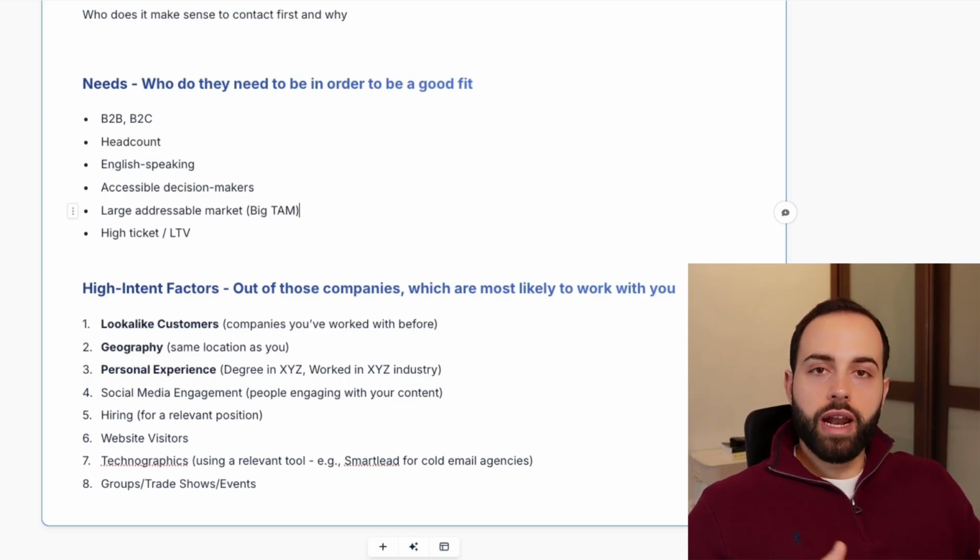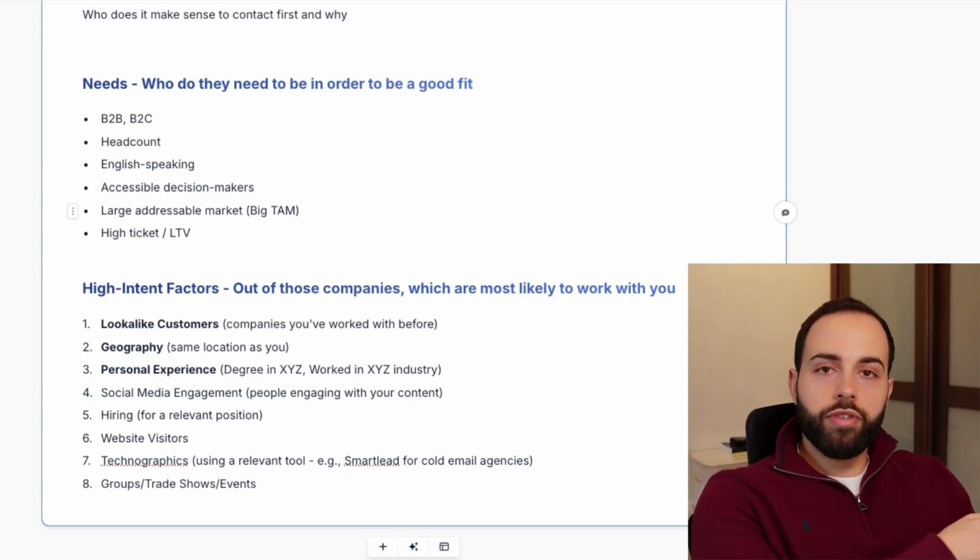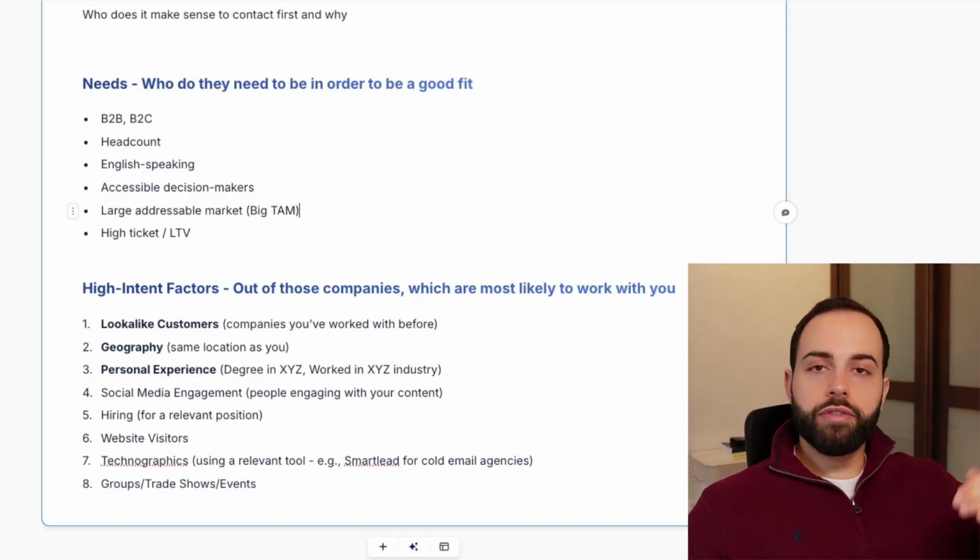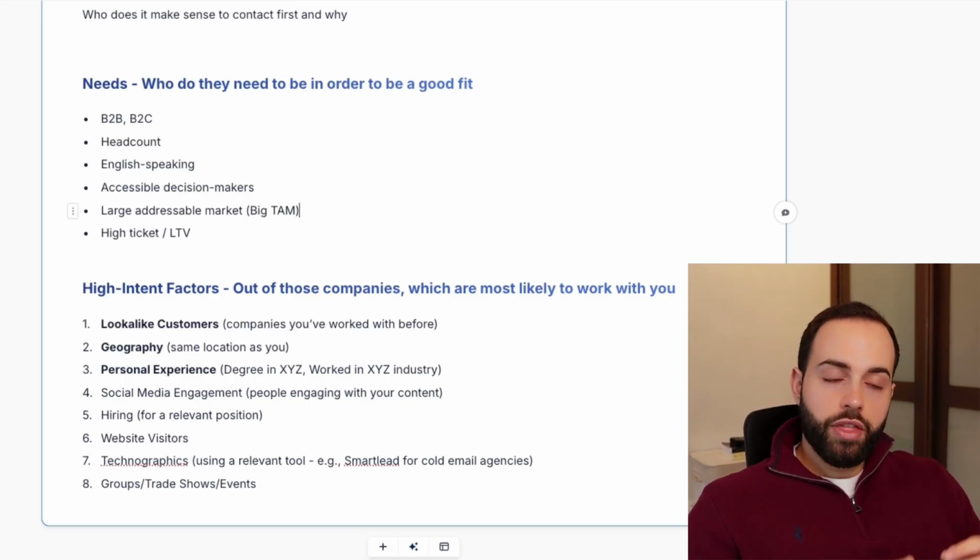Now, the fifth factor is hiring. Are they hiring for a relevant position? So if you offer cold email services, are those people hiring for a business development manager? Are they hiring for an SDR? Are they hiring for a go-to-market engineer? Are they hiring for a certain position in-house that you can actually replace with the services that you offer?